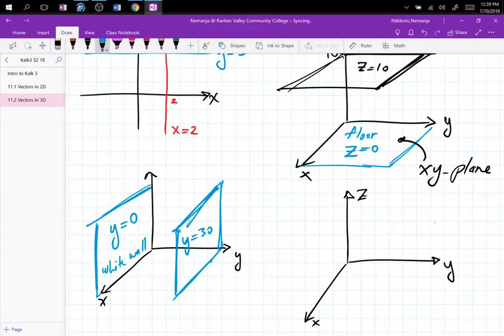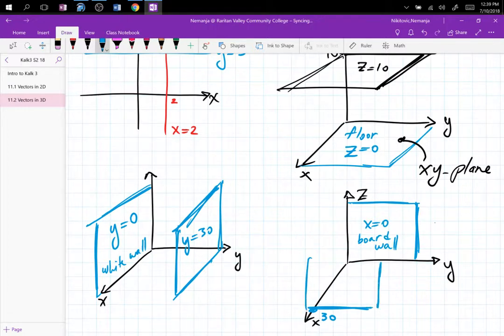The last one would be over here. And this would be your x equals 0, which is the board wall. And then 30 away, we'll have x equals 30. So now if you can somehow assemble these in your head, move this up, it will connect here, and then move these to the side and they will plug the sides. And you got the box. This is how you confine things.